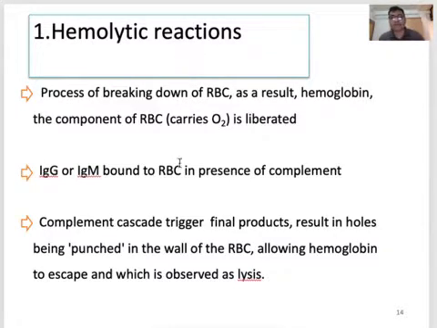So in case of hemolytic reactions, the IgG and IgM antibodies bind with the RBC and sensitize them, and as a result, the complement system gets activated. Eventually the MAC, membrane attack complex, forms and creates holes in the surface of the red blood cells. Because of the formation of the holes, the hemoglobin escapes out from the red blood cells, which ultimately lyses the cells.